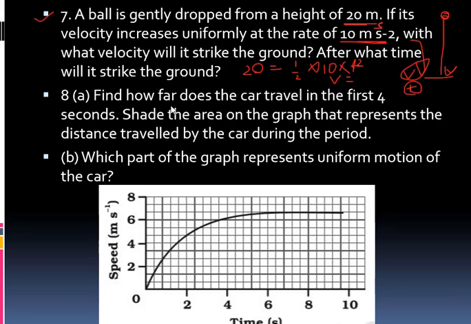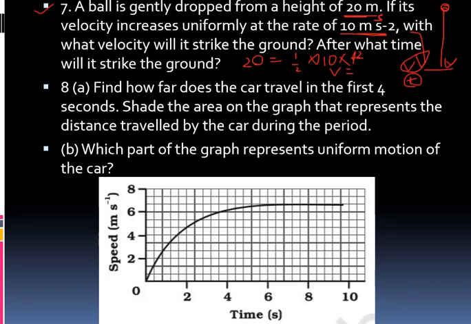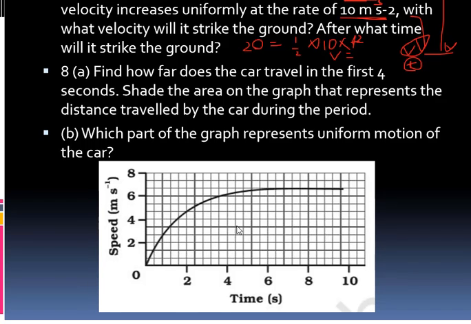Then question number 8. Find out how far the car travels in the first 4 seconds. So here is the graph paper. With the help of this graph paper, you need to solve question number 8. Find out how far the car travels in the first 4 seconds. So this is the first 4 seconds. Here, draw an imaginary line like this. See, this is speed, this is time.